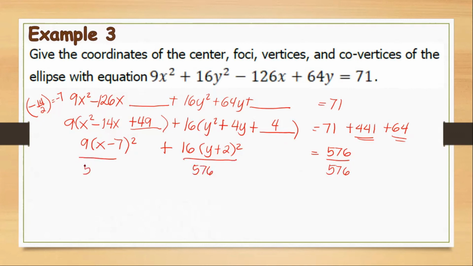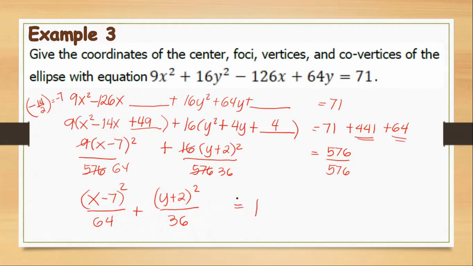And just like what we did in our previous lesson, all we have to do is cancel. 576 divided by 9, the answer is 64. We get (x minus 7) quantity squared over 64, plus (y plus 2) quantity squared over 36: 576 divided by 16 gives 36. So that's equal to 1. So this is our a squared, this is our b squared, and let's find our c squared later on. Okay, so the center of our ellipse will be at (7, -2).